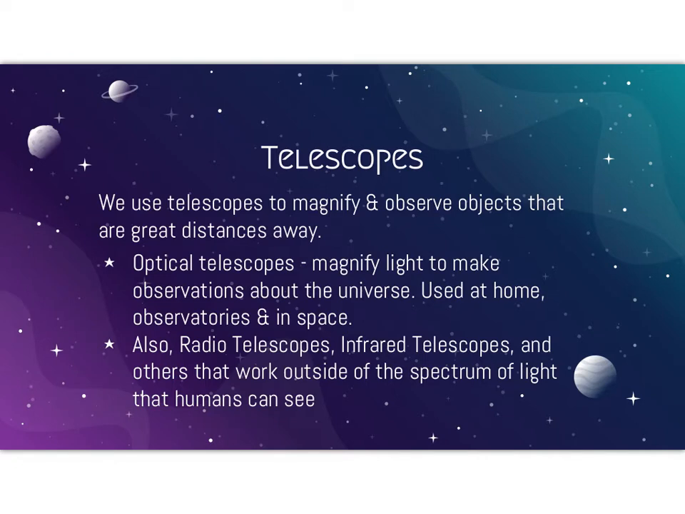We use telescopes to magnify and observe objects that are great distances away. Optical telescopes magnify light to make observations about the universe. These are the ones that we use at home, observatories, and in space. We also have radio telescopes, infrared telescopes, and other types that can work outside of the spectrum of light that humans can see.